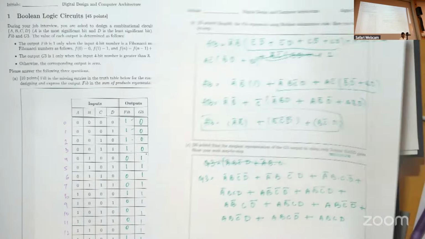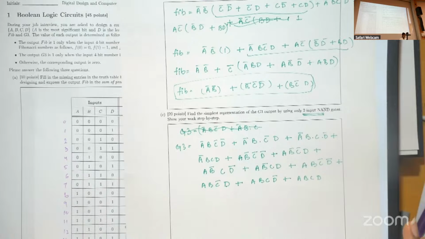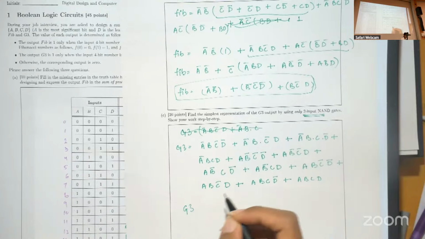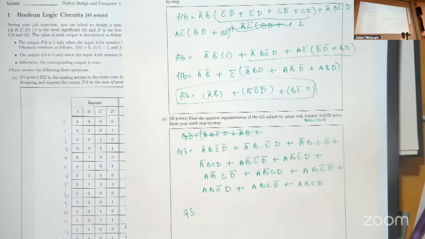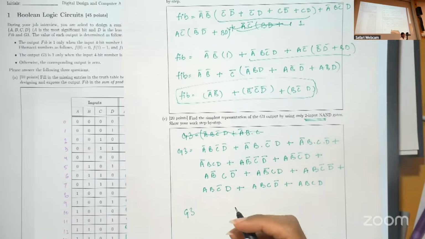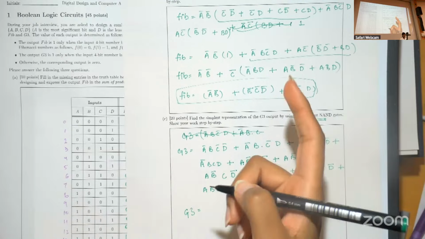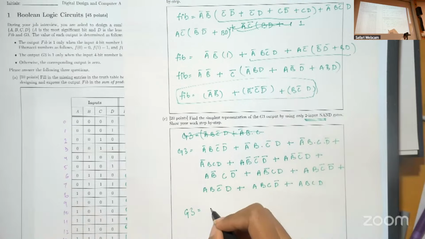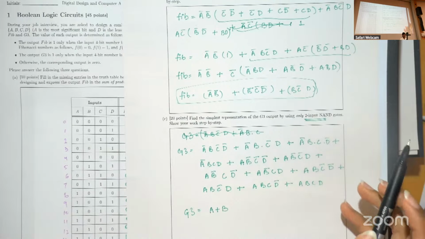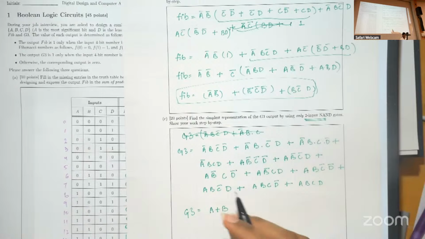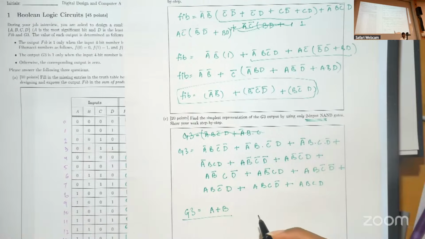So you will get this long expression which will have 12 terms. So if you optimize it similarly using the approach that we discussed in part B, I will just discuss the important part here. So after optimizing it with the same technique used in part B, you will end up with A plus B. So the crux of this question is that you have to represent the output using only 2 input NAND gates. So how will you convert this form into 2 input NAND gates?